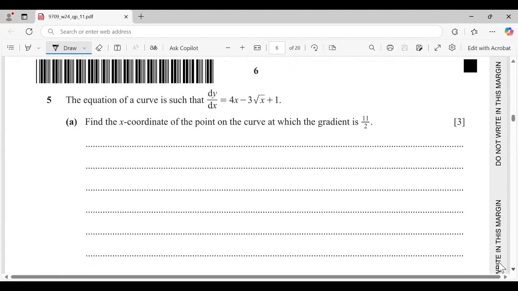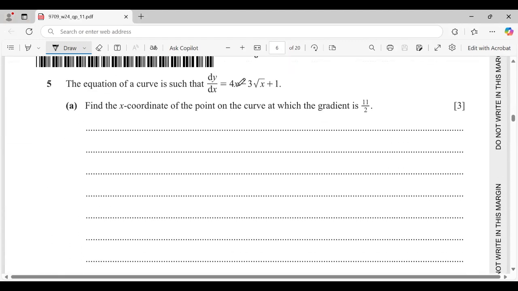Number 5. The equation of a curve is such that dy/dx = 4x minus 3 square root x plus 1. Find the x coordinate of the point on the curve at which the gradient is 11 halves. Based on this information, the gradient is dy/dx, which we can get through the derivative of a function. So the gradient is 11 halves, so dy/dx equals 11 halves.